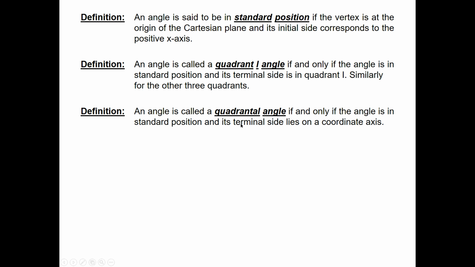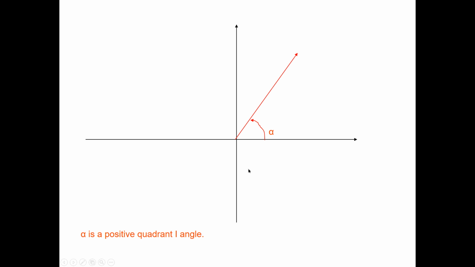An angle is called a quadrantal angle if and only if the angle is in standard position and its terminal side lies on a coordinate axis. So here alpha, I rotated that way. This is the initial side. The red ray is the terminal side. It's a quadrant 1 angle. Beta started here at the x-axis. I rotated clockwise, and its terminal side is in quadrant 4, so it's a quadrant 4 angle.